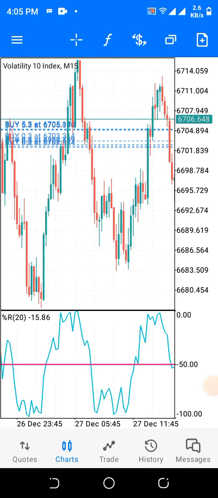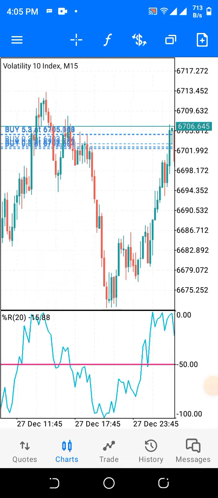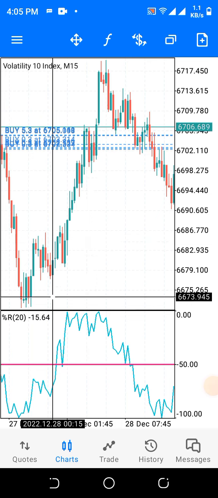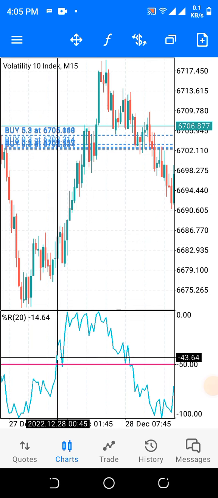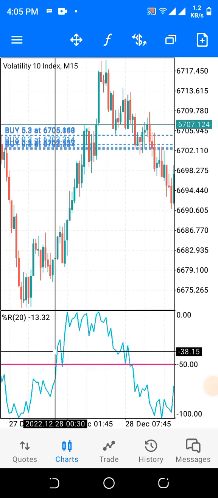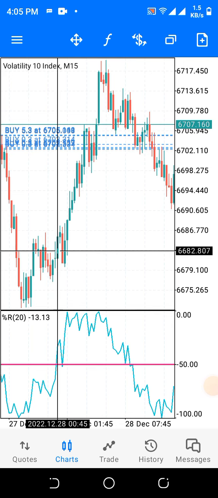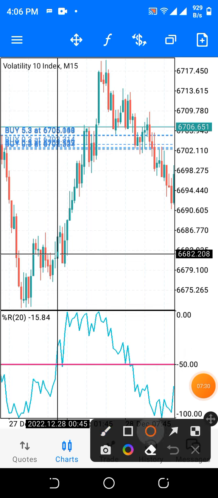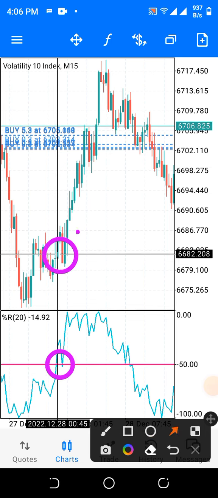So from this side, look at it here. From this point here, once it crosses, you will buy here. You need to buy here. Look at it. If you buy there, this is massive profit. Are you seeing it?